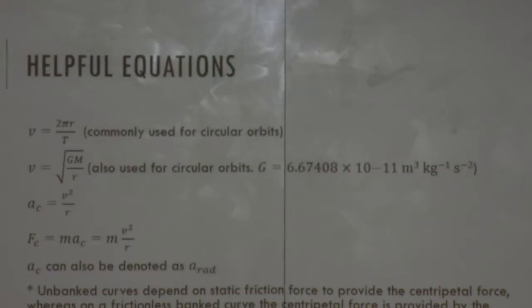Does that make sense? So for unbanked curves, the static friction force is the centripetal force. For banked curves, it's the horizontal component of the normal force. And I'm pretty sure I have one of those questions in here, so you will see what I mean if you don't know.